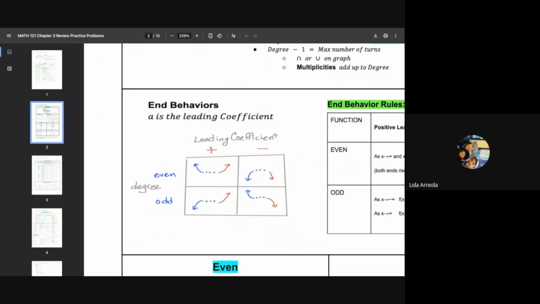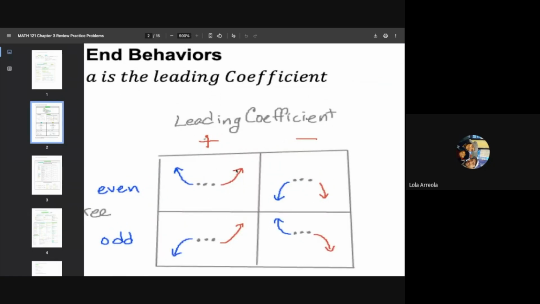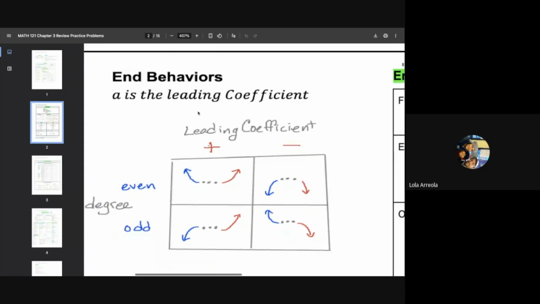And we're determining whether this coefficient is positive or negative. And also looking at the leading term, we're looking at the exponent of the leading term, which will be the degree. And we're also establishing whether this degree or this exponent is even or odd. And this will determine what the graph looks like from start to finish. So these are called the end behaviors. How is the graph behaving when it begins and when it ends?